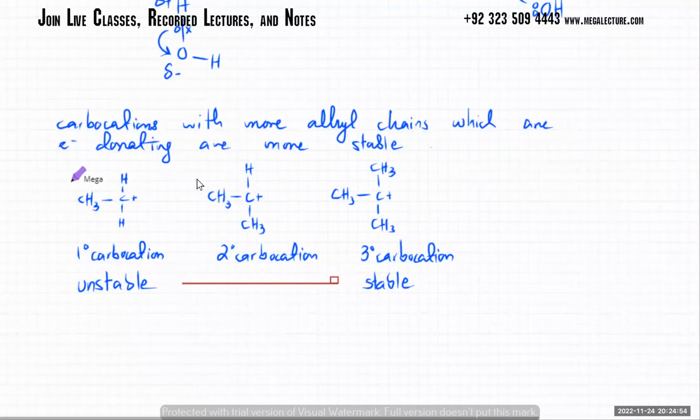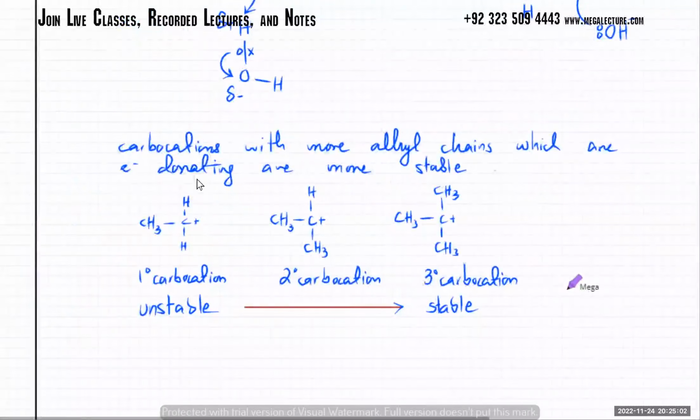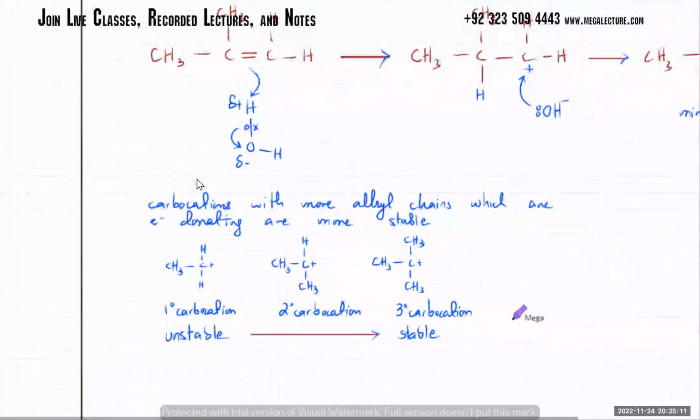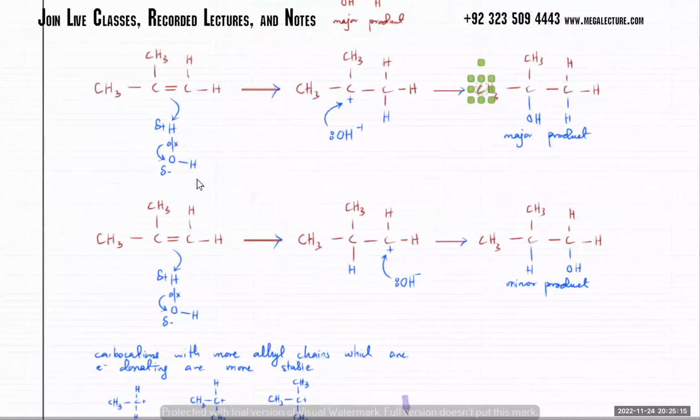And the answer to that particular query is, why is a 3 degree carbocation stable? First, is it clear, 1 degree, 2 degree, 3 degree carbocation? Is that clear? Yes, sir. Tell me, what carbocation is this one? 1 degree, 2 degree, 3 degree? 2 degree.